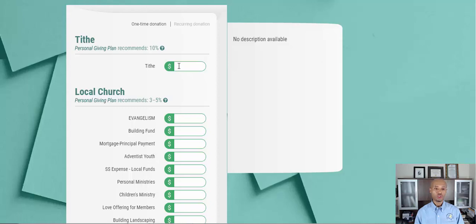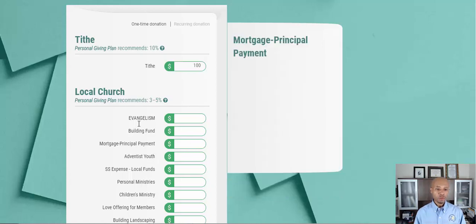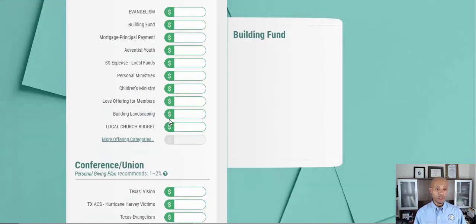So let's just say, for example, we use some small basic numbers for now. So let's say you want to give $100 to tithe. All these other things you can give to evangelism, the building fund. We talk about the mortgage quite a bit. So let's say you want to give to that as well. So let's say you wanted to give $100 there, and you come down to where it says local church budget.